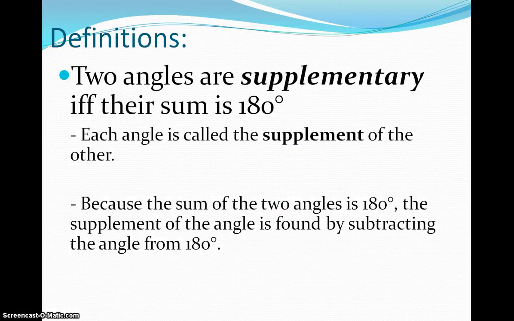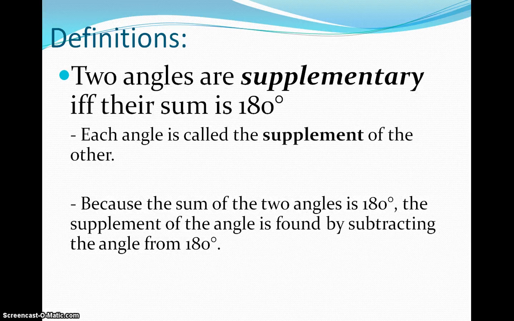Heading back to our PowerPoint, our next definition, which I want you to write down, is that two angles are supplementary if their sum is 180 degrees. So complementary is 90 degrees, supplementary is 180. One way you can possibly remember that is complementary comes before supplementary in the alphabet, and so 90 degrees comes before 180. So C comes before S in the alphabet. I don't know if that'll help, but maybe you can come up with some other reason too and let me know.